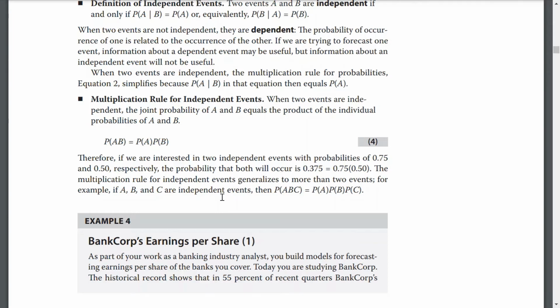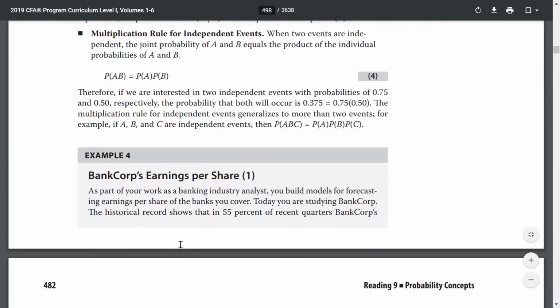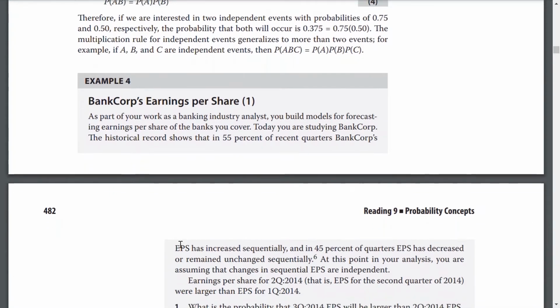Therefore, if we are interested in two independent events with probabilities of 0.75 and 0.5, respectively, the probability that both will occur is 0.375, which is equal to 0.75 multiplied by 0.5. The multiplication rule for independent events generalizes to more than two events. For example, if A, B, and C are independent events, then P(A and B and C) is equal to P(A) multiplied by P(B) multiplied by P(C).